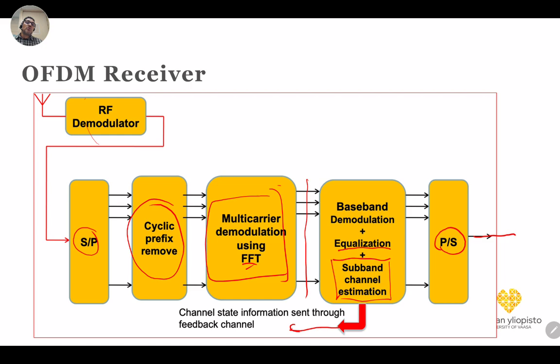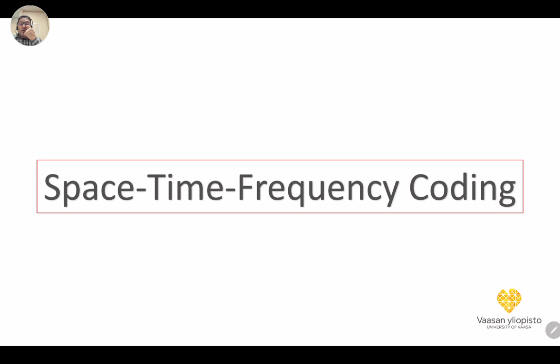The last clip will be about space-time frequency coding. We will also talk about non-orthogonal multiple access, which is applied in 5G networks. And we will review some structures of the radio receivers in general.